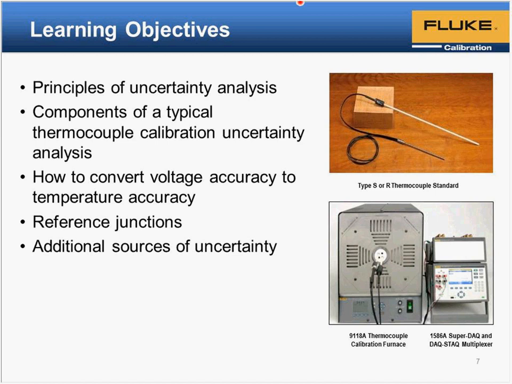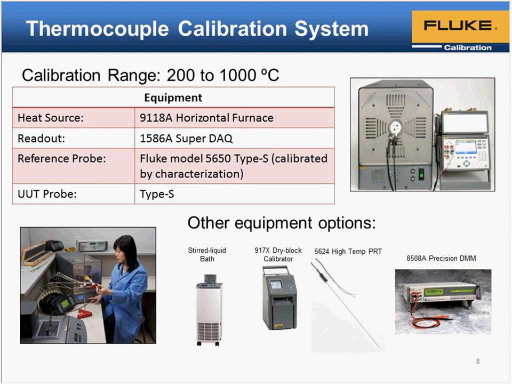Specifically, the horizontal furnace is a model 9118A. We already talked about the 1586A. The 1586A also has a multiplexer or scanner attached to it. So the reference thermocouple will be measured on channel 1 on the 1586A itself, but the UUT thermocouple will be measured on this stack multiplexer, which adds more uncertainty when using the scanner. We'll definitely cover that in detail.